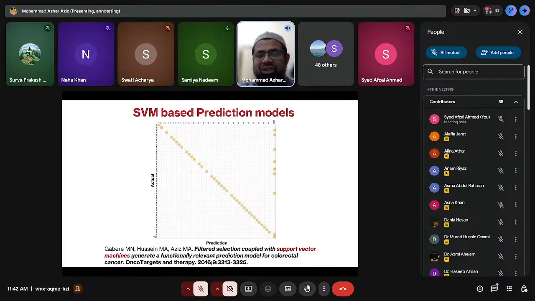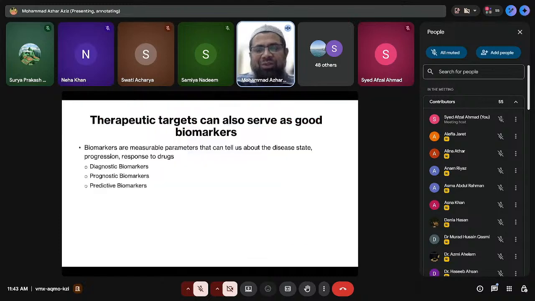Then we also used this data for creating prediction models, support vector machine-based models. I had a student from Africa, and he developed these prediction models to distinguish cancer from normal samples. This was a computational method where we did feature selection, and then we used the support vector machine-based prediction models. This was the story of how we found the target.